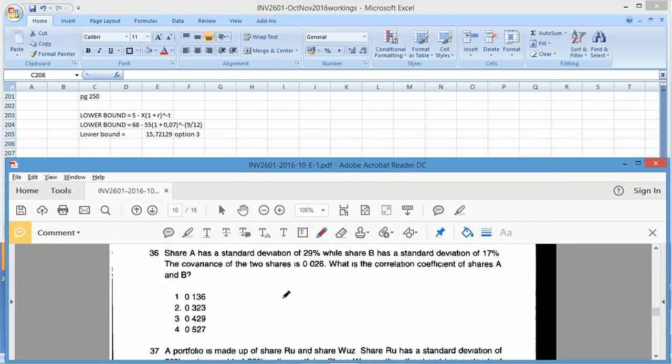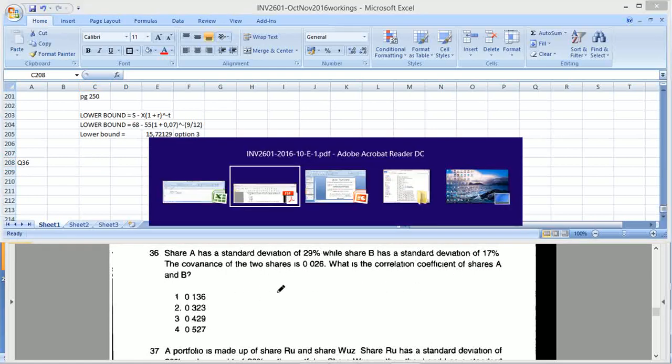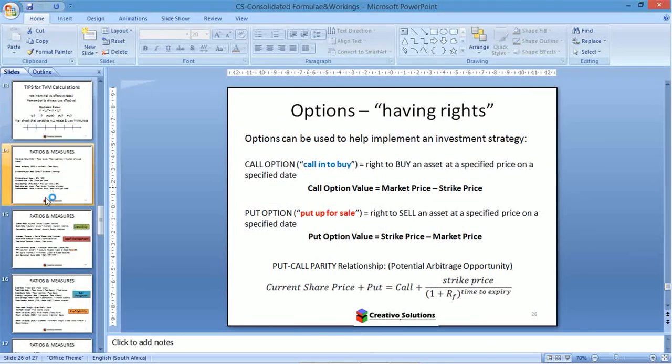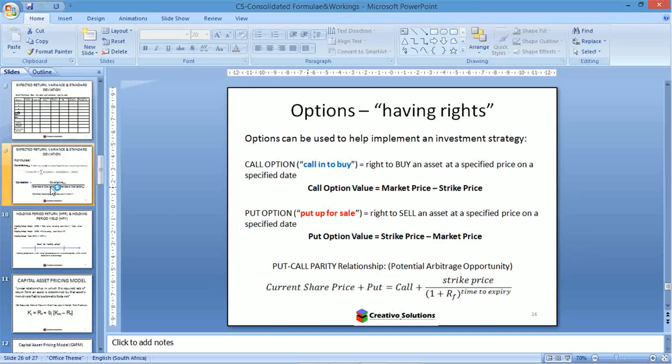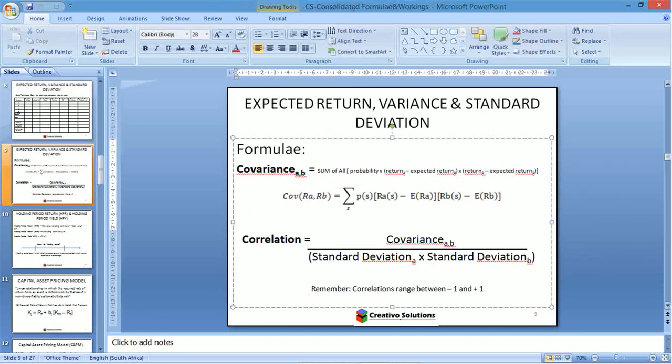Question 36. Share A has a standard deviation of that, while share B has a standard deviation of that. The covariance of the two shares is this. What is the correlation coefficient of A and B? Right, that's a formula that you need to know in terms of your statistical measures. So I'm going to go get that formula from my notes. There it is. Correlation. That's what I want.